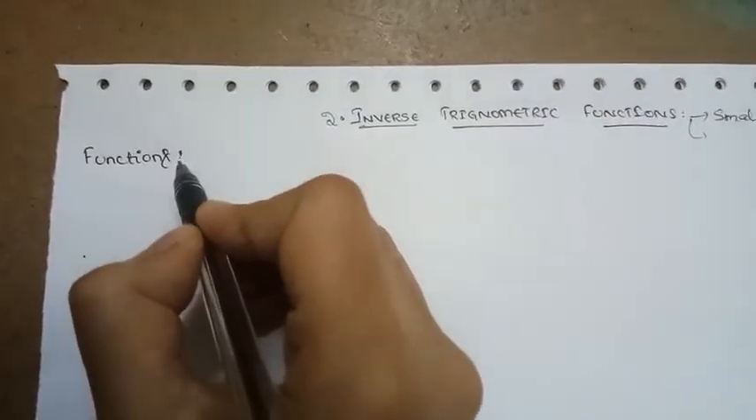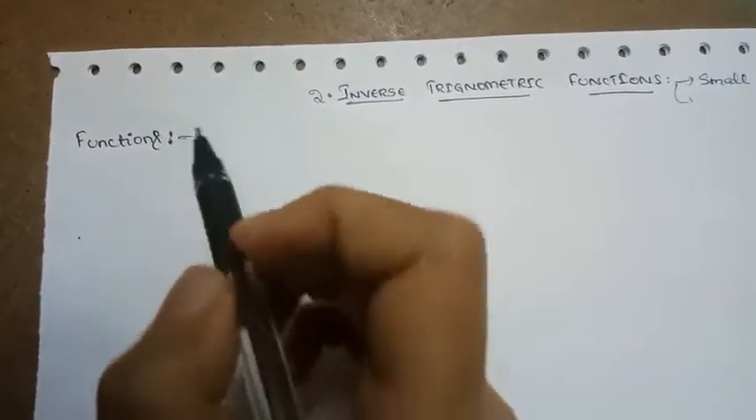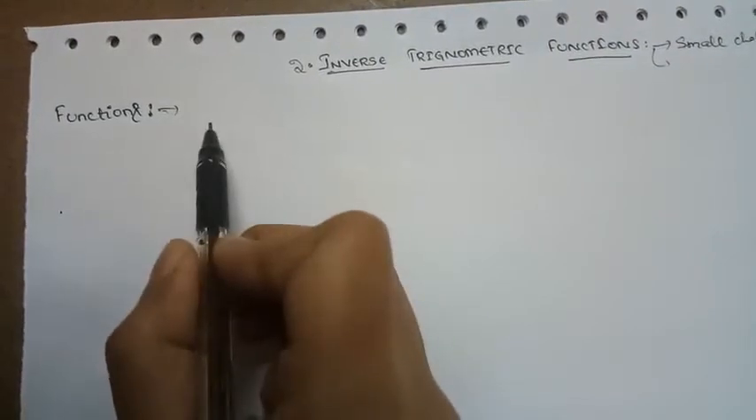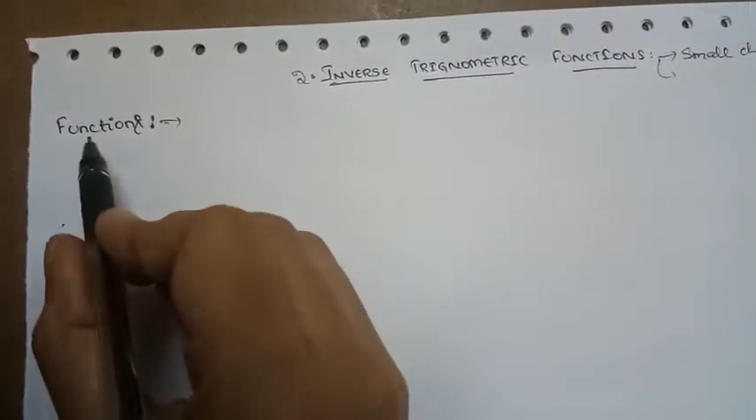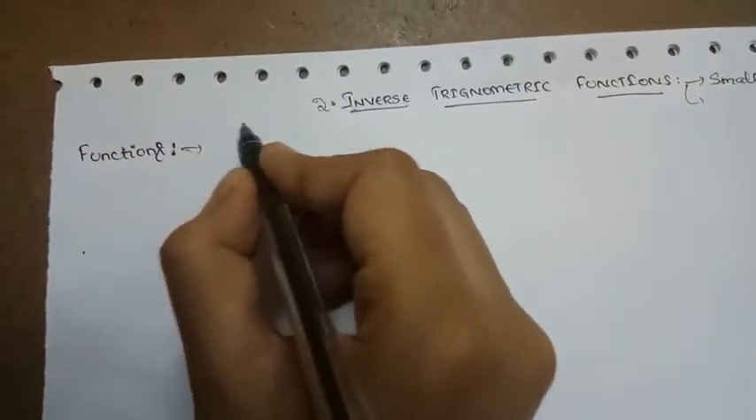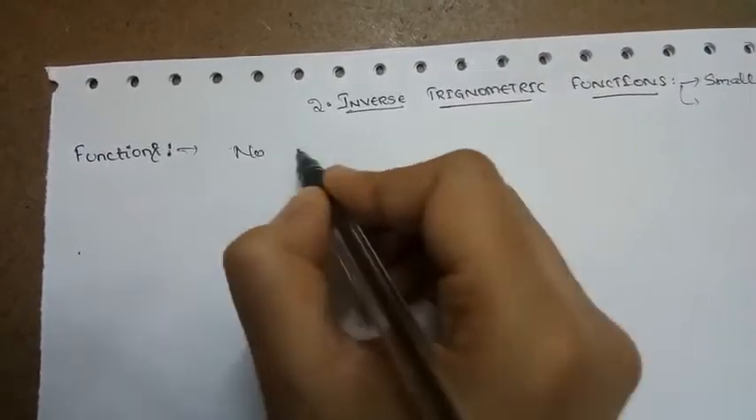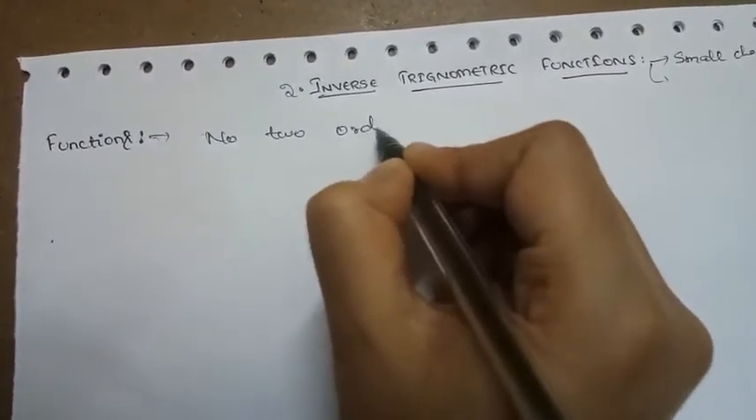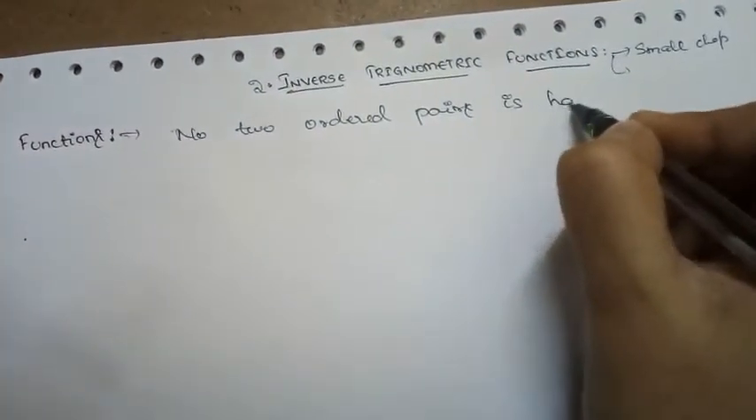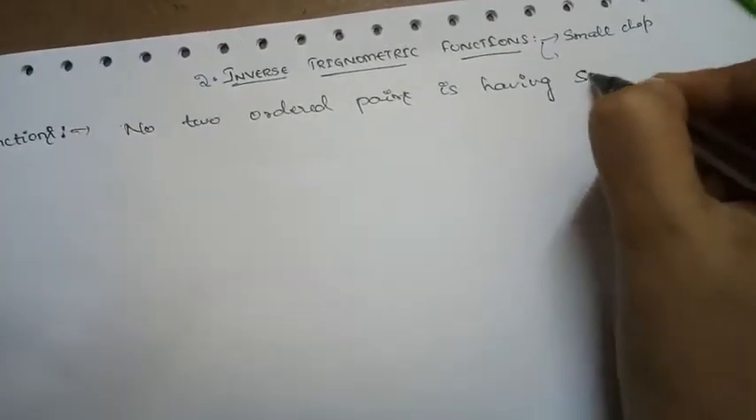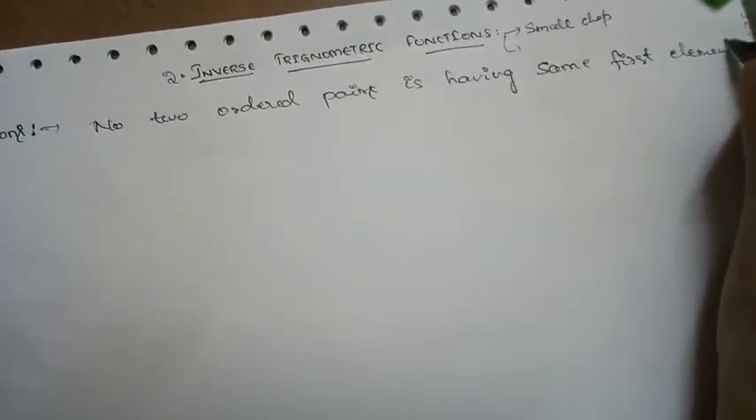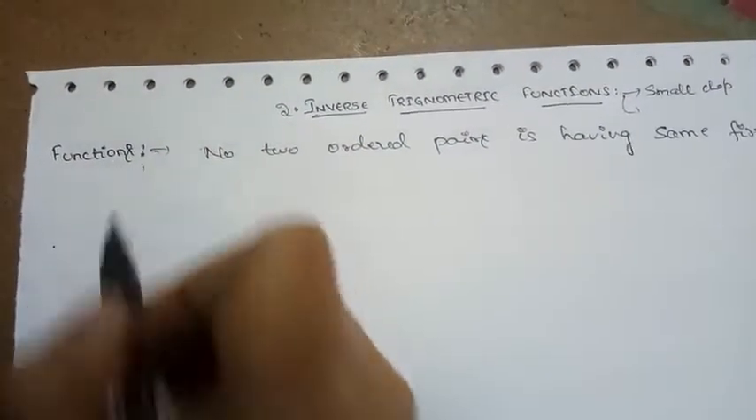First of all, I will deal with what is a function. Already you have learned the definition of a function in your previous class and in the previous chapter. So what does it say? A special relation is called a function if no two ordered pairs have the same first element. Such a special relation is called a function.